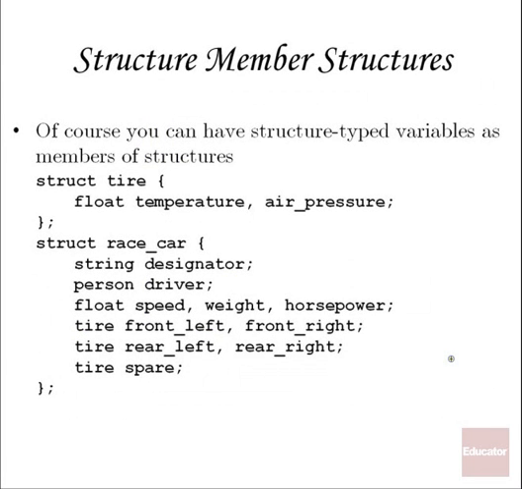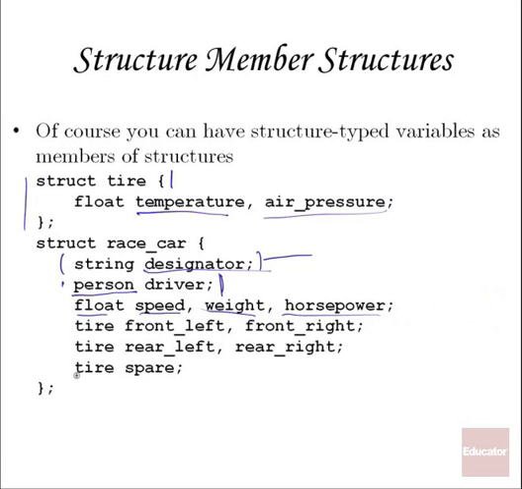And since a structure defines a new type, you can have a structure that contains structures. Here's a nice example. Here's a structure, a tire. We're simulating a race car. You have to know about the tires and the pressures. So we've got the current temperature and the current air pressure of this tire. Now, the race car has got a string as its designator. And then we have the person structure from earlier, who is the driver of this race car. The floats would keep his current speed, the weight of the car, and the horsepower of the car.